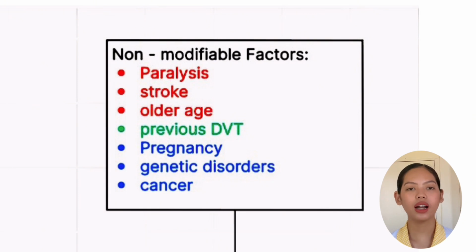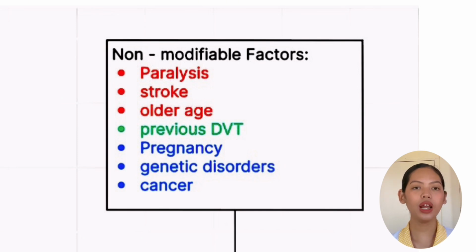So we have paralysis or stroke. These cause immobility, leading to venous stasis. And then we have older age. So the veins become less elastic as we age, increasing the risk of clots. And then we have previous DVT. A history of DVT increases the chances of developing it again.